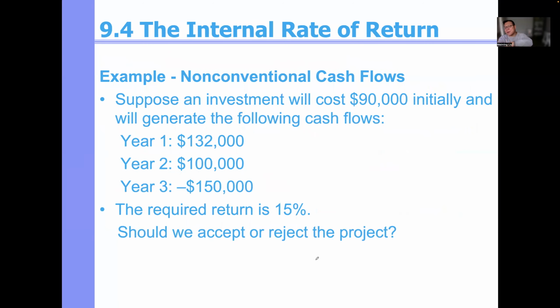So here's one example. It'll be clearer when we go through the conceptual steps while working through this problem. Suppose an investment costs $90,000 initially, and will generate the following cash flows. At the end of the first year, 132,000. At the end of the second year, 100,000. At the end of the third year, 150,000. The required return is 15%. Question, should we accept or reject the project?